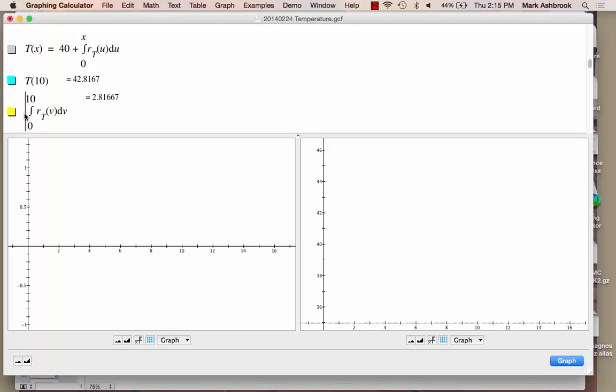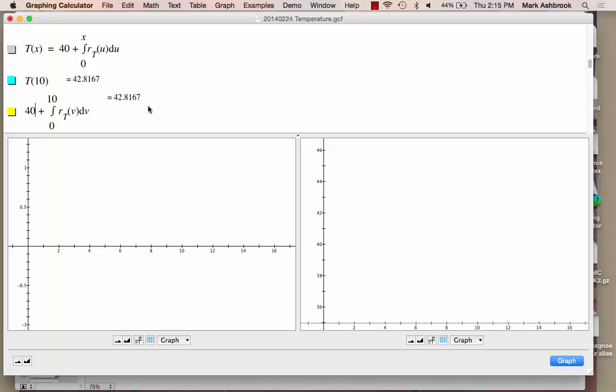What is 2.81667? So what would that mean? Where does that number come from? It's just the accumulated changes in temperature, right? So if we want the temperature, just like in the T function, we've got to add 40. And those are the two expressions that would tell us what the temperature is at 10 minutes.